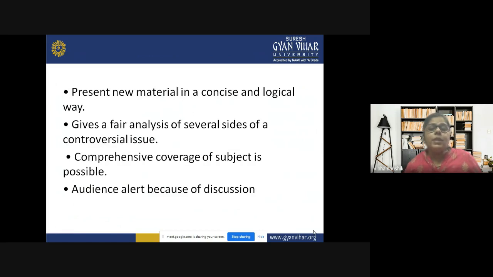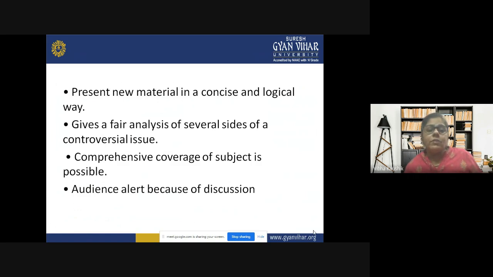Now, present new material in a concise and logical way. What will happen in the symposium? In the symposium, new material will be presented in front of the audience in a concise and logical way. Why concise and logical? So that it will develop their deeper understanding related to that particular topic.